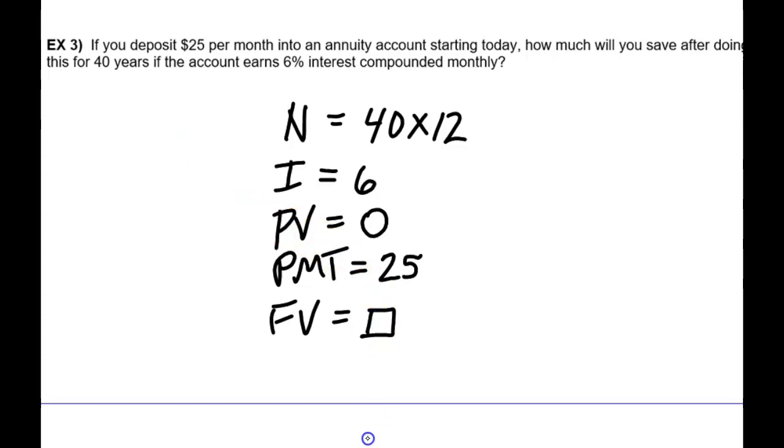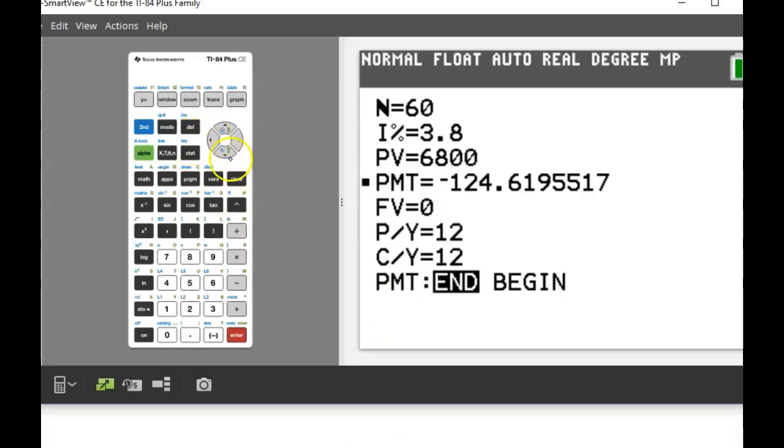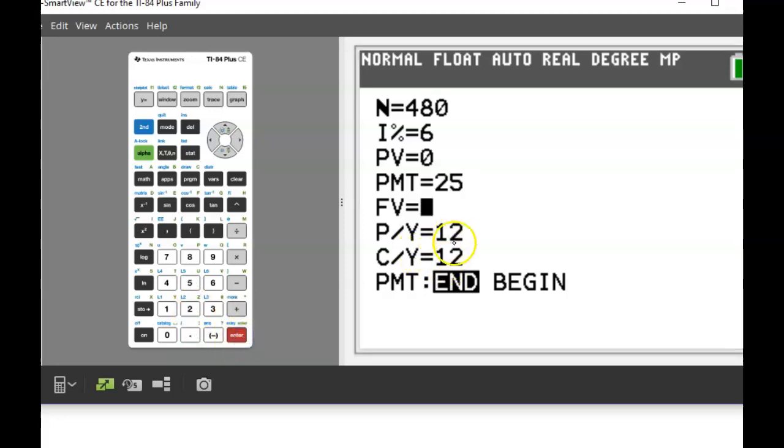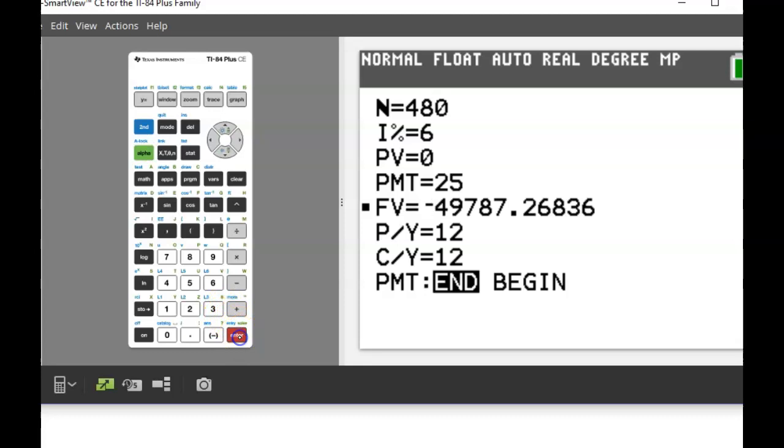Okay. So we're going to go to the app and we're going to go back up here, and I already forgot. Was it 40 times 12? And the interest, 6. Present value is 0. Payment is 25. You can make it positive or negative. Make sure these still say 12 and 12 and end. So on the future value is where we do alpha enter. I got almost $50,000, yes? Okay, 49,787.